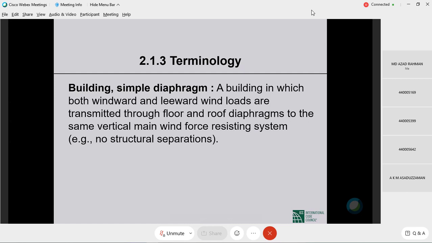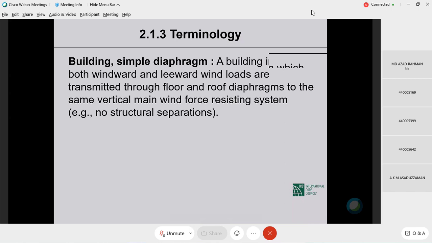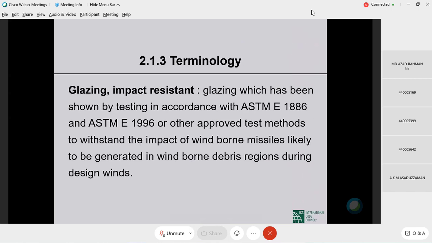Simple diaphragm building: a building in which both windward and leeward wind loads are transmitted through floor and roof diaphragms to the same vertical main wind force resisting system. I don't know how much it means when you read it. So I have a picture later on that I hope illustrates a simple diaphragm building. And that term becomes important because many things are for simple diaphragm buildings.